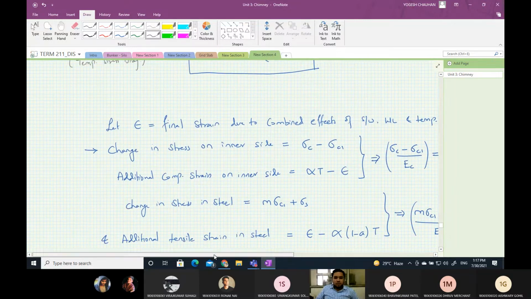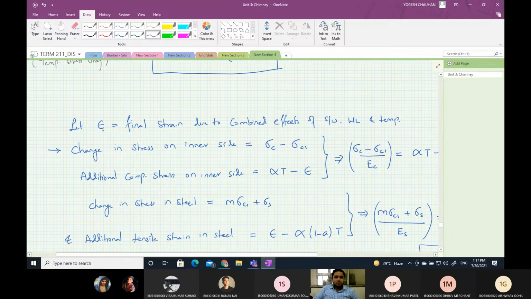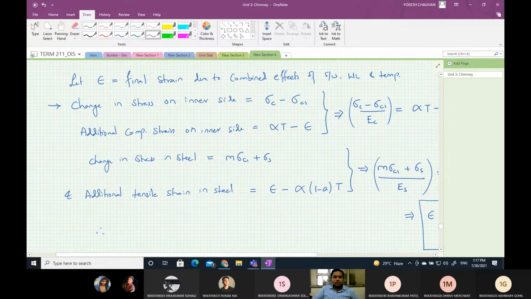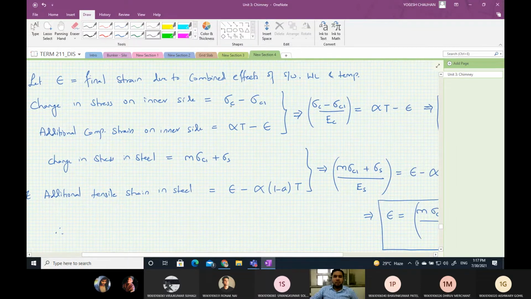Then we assume, let epsilon be the final strain due to the combined effects of self-weight, wind load and temperature. So the change in stress on the inner side will be equal to sigma c, that is the compressive stress due to temperature, minus sigma c1, that is the uniform stress. And the additional compressive strain on the inner side will be alpha t minus epsilon, where alpha t is the free expansion and epsilon is the final strain.